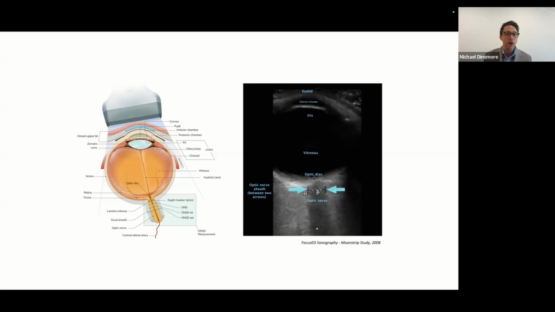And this is really what we want to look at in the picture, this line going straight back. Now, when you have increased ICP, and you can see in the bottom here, you'll start to see this space increase, and that's what we're measuring. So 3 millimeters behind the optic disc, and then we're measuring across to measure the diameter of the change of that optic nerve sheath diameter. So with increased ICP, we hypothesize that this is going to increase, and decrease with decreasing ICP.